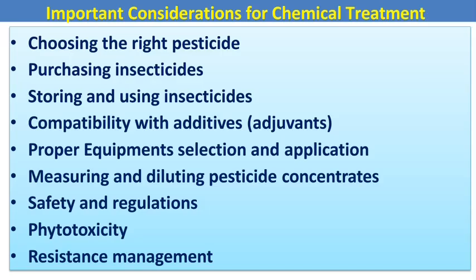Then, for chemical treatment in IPM, which points should be considered? These are the important considerations for chemical treatments: choosing the right pesticides, purchasing, storing and using the insecticides, compatibility with additives, proper equipment selection and application, measuring and diluting the pesticide concentrates, safety and regulations, phytotoxicity and resistance management. These are the important considerations for chemical treatments when you use them in agriculture. Let us start one by one.